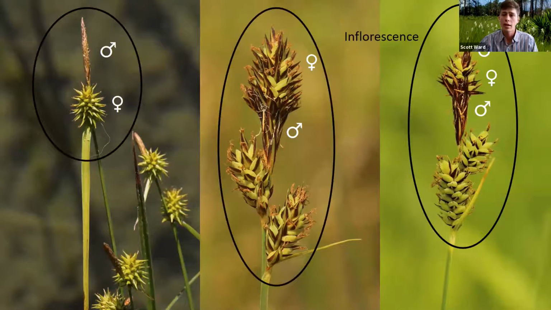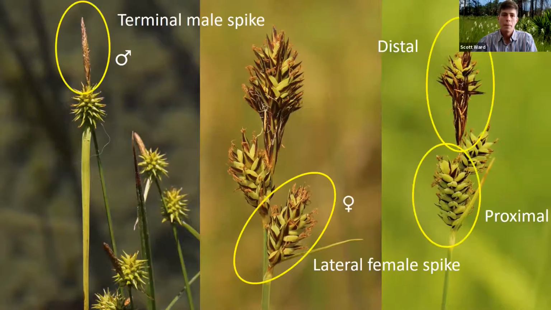This entire area, this whole thing, would be called the inflorescence, or infructescence in some groups if they've gone to fruit. Here's an example of a terminal male spike, meaning it occurs at the uppermost portion of the culm. Here is a spike that occurs laterally, and this would be more proximal in this case, meaning it occurs lower to the ground. So you'll see distal versus proximal a lot as well, and that's what that refers to.